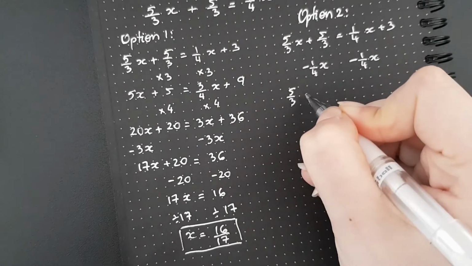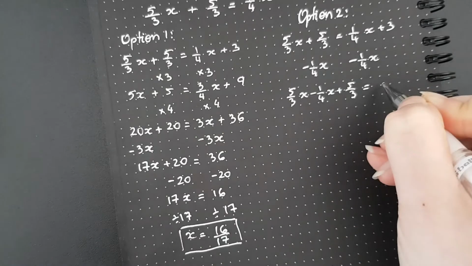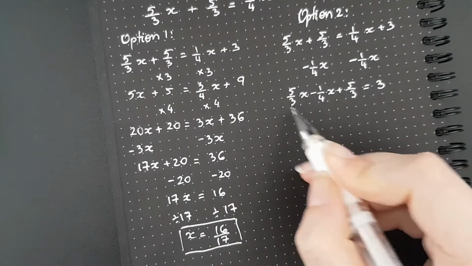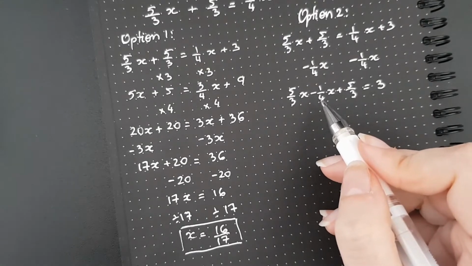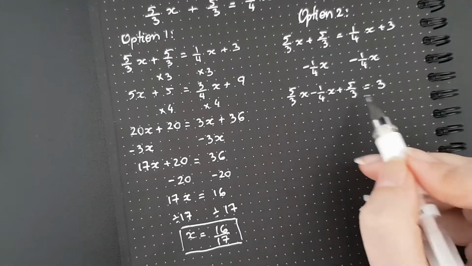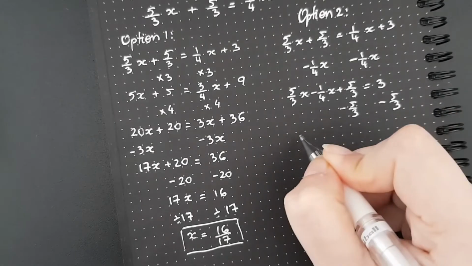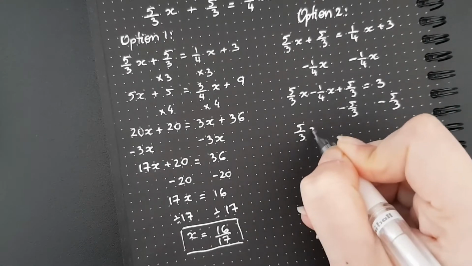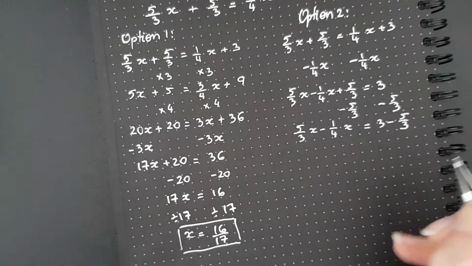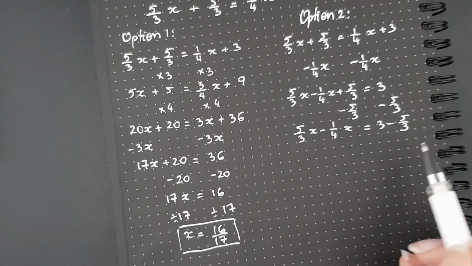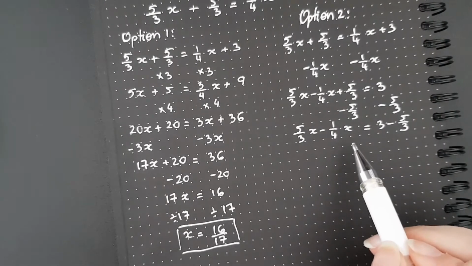So 5 over 3x, take away 1 over 4x plus 5 over 3 equals 3. Okay, so I need to see if I can take away these two over here, or I can just leave them as they are at the moment and just take away the 5 over 3. That's what I'm doing. So I'm left with 5 over 3x, take away 1 over 4x equals 3, take away 5 over 3. Perfect. So this way I have x's on this side and just the numbers on that side, so I can just go on with the fractions and play with this a little bit more.